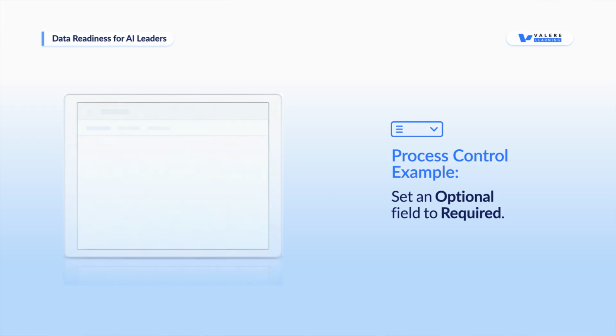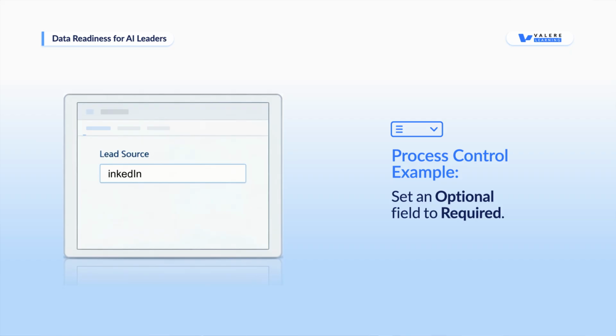So let's say that in your system, the lead source is an open text box, and one salesperson types LinkedIn, another person types linked-in, and maybe somebody else types social. Well, to an AI, those are 3 different sources. So process controls would be for somebody to go into your system and replace that open text box with a drop-down menu to standardize that input.